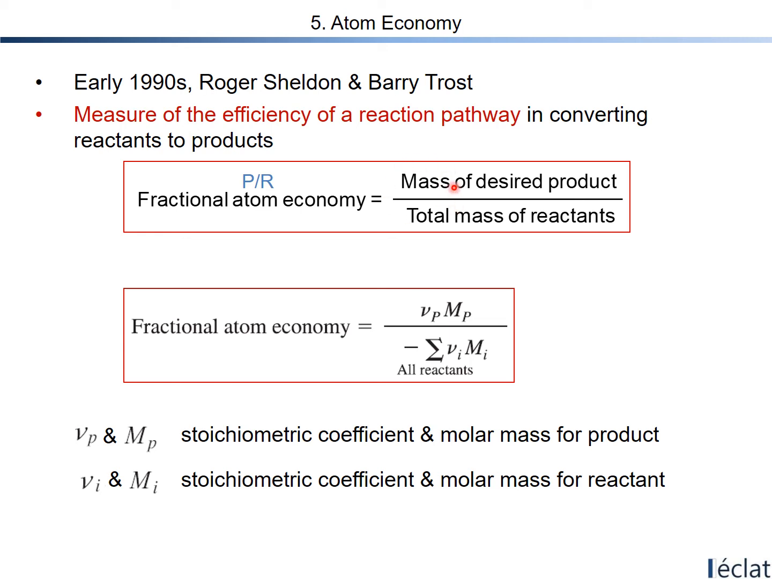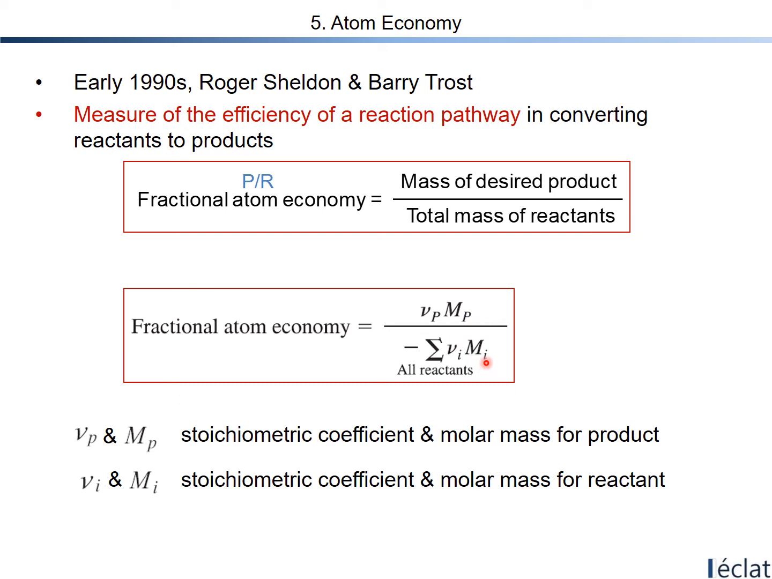Mass, I'd like to emphasize the word mass. Mass of desired product per total mass of reactants. In the equation, fractional atom economy can be described like that. This is the stoichiometric coefficient of product, and this is the summation of the stoichiometric coefficients of all reactants. Plus, we have one more term here, molecular weight: molecular weight of product and molecular weight of all reactants.